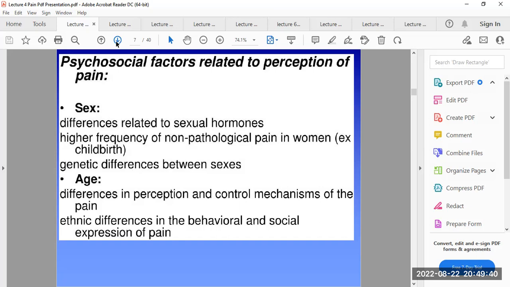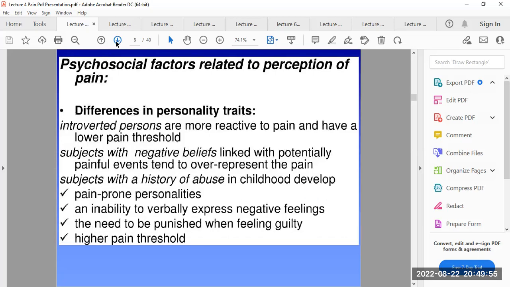Then comes age. Age also influences pain, whether older or younger, depending on the situation and how you felt the pain, either psychological pain or more physical pain induced by social events. Also, differences in personalities influence pain perception in another sense. Introverts are more reactive to pain and are said to have a lower pain threshold.